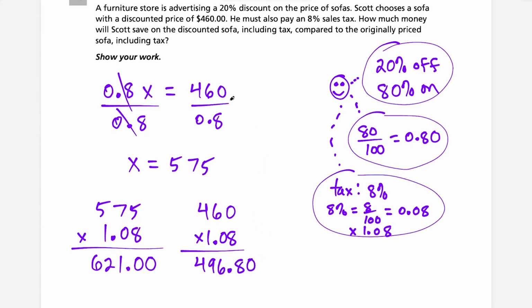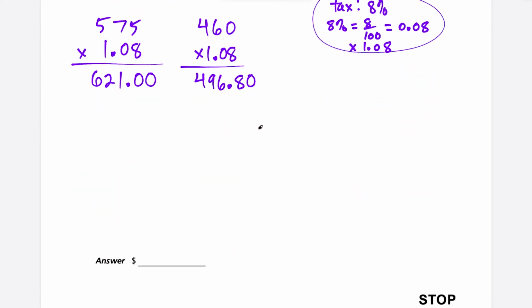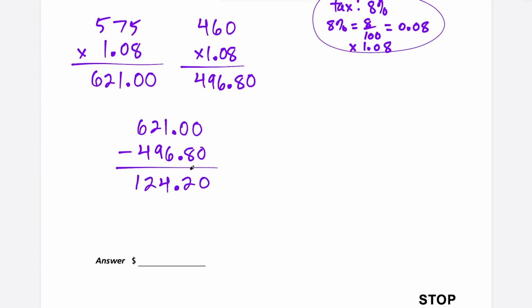So now all we have to do to find out how much money Scott will save is we have to subtract these two numbers. So we're going to do 621 minus 496.80. And this is also calculator work, and we get 124.20. So this is our final answer. We could just write this over here. Scott will save $124.20.